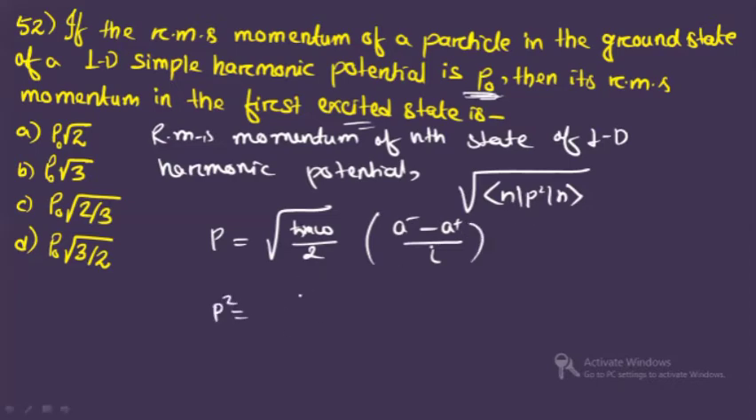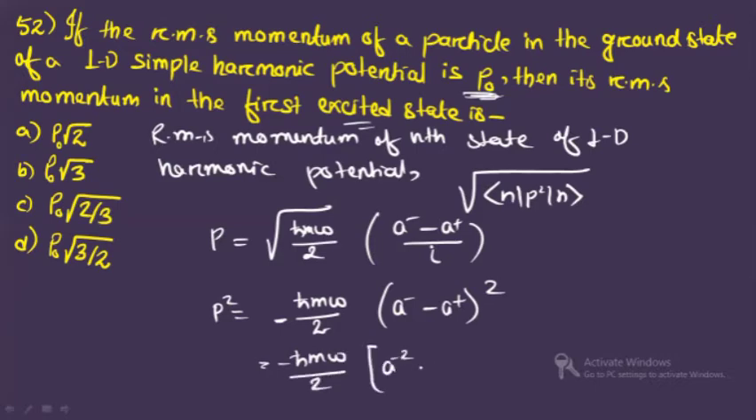We need p square here. So if you do p square, you will have h cut m omega divided by 2, i square means minus 1, so a negative sign will come. Here you will have the lowering operator minus the raising operator whole square. Clear? So this is what we are having, and you can write it as minus h cut m omega by 2, and you will have here lowering operator square plus raising operator square minus lowering operator raising operator minus raising operator lowering operator. Clear? So this is the value of p square.